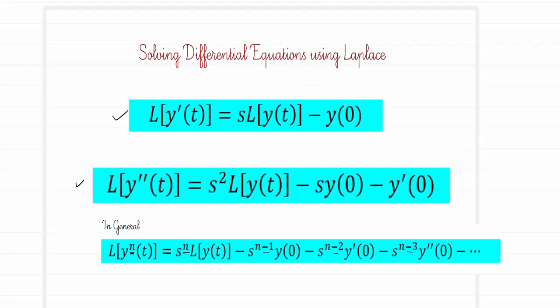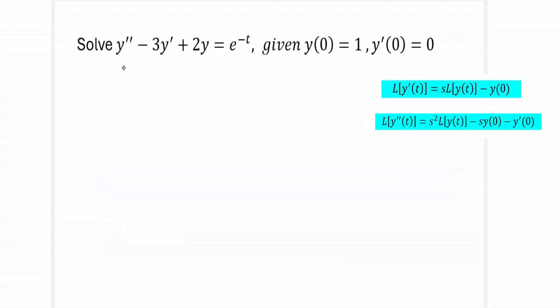Come on, we will try to solve the differential equation y double dash minus 3y dash plus 2y equal to e power minus t, given y of 0 is 1 and y dash of 0 equal to 0. I have a second derivative and I have a first derivative. So the formulas required for this will be Laplace of y dash of t and Laplace of y double dash of t.